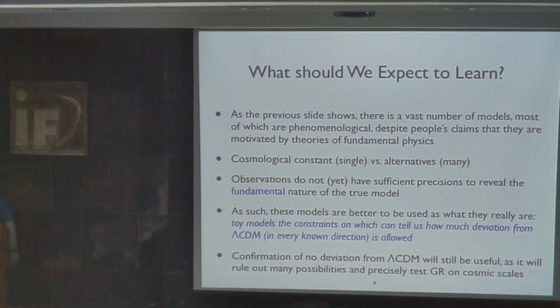So for that reason, I think we should treat those non-standard models as what they really are. So what are they? They are toy models. And they can represent maybe to some extent the reality. And by studying these toy models, we can test how much deviation is from lambda CDM. If there's a deviation from lambda CDM, good. Then we know that lambda is not the answer, and we need a new theory.